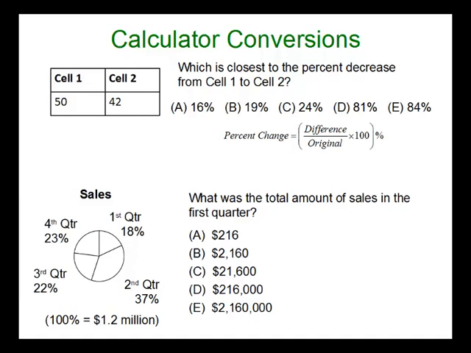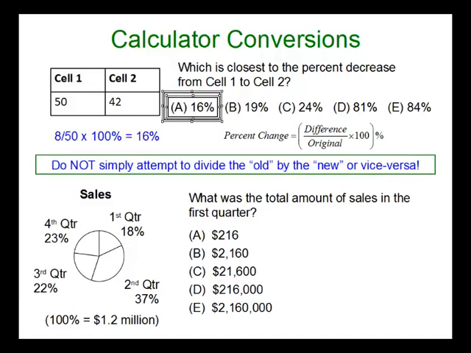It's a decrease from 50 to 42. That prompts me to say that's a decrease of 8. And half the math is already done once you say that to yourself. Our decrease of 8 is compared to our original of 50. And when you divide that out and multiply by 100, you get 16%.